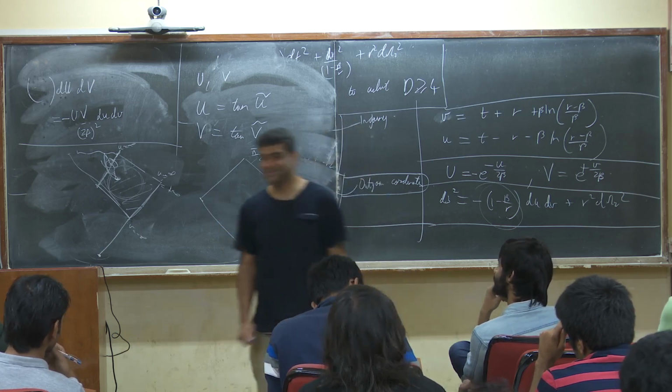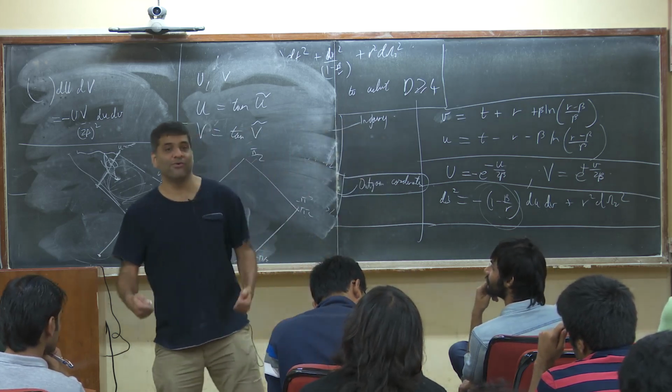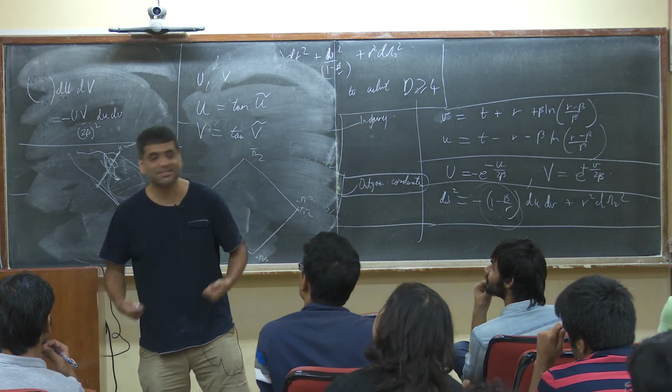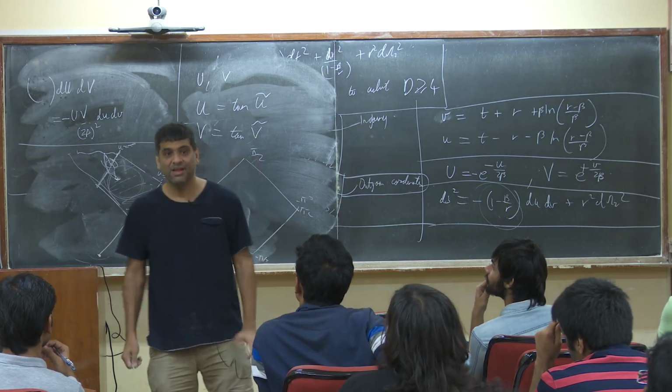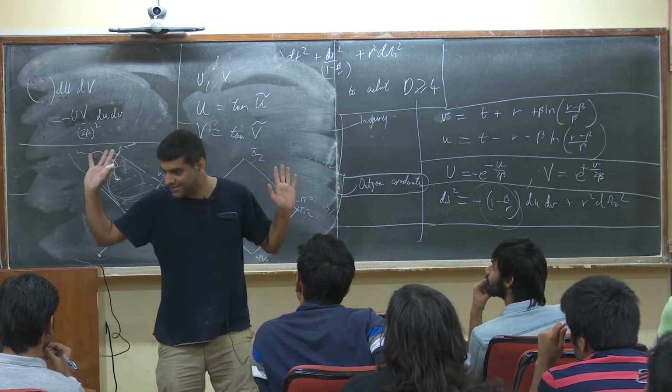Somebody might say, well, how do you know, if you try hard enough, you can't find a coordinate system that goes past r equals 0? Well, I know because I've computed something invariant and it blows up.